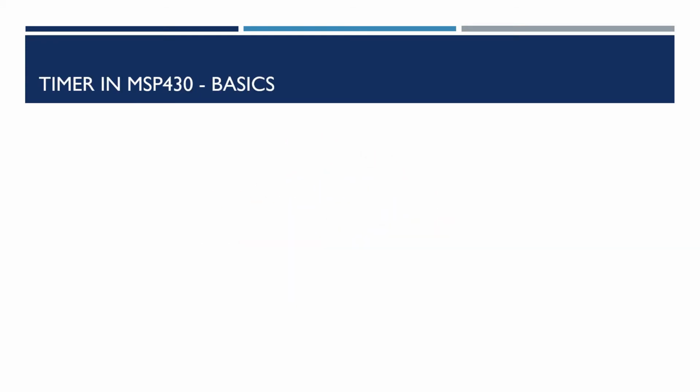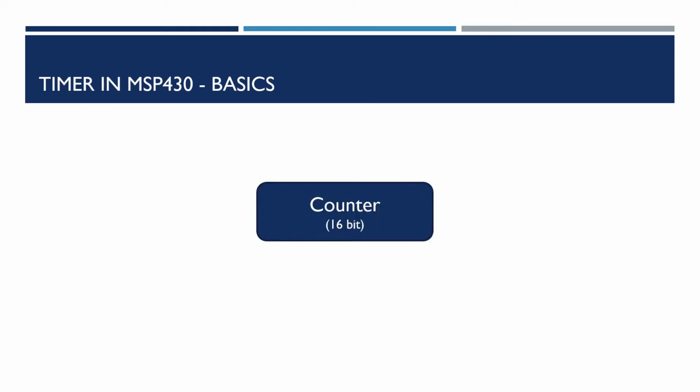Let's see and understand the timer in MSP430. Let's see the basics of that. So first of all, we've got something called the counter. Let's just call it the counter register, which is 16-bit long. That means it can go from 0000H to FFFFH, which is from 0 to 65535. It can count from that to this value.